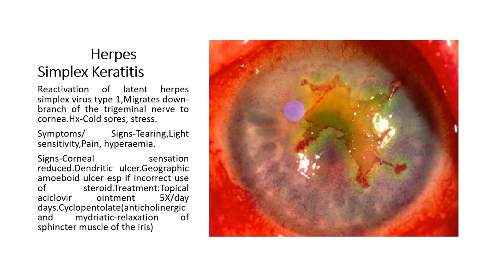Treatment is usually topical acyclovir ointment 5 times daily, and cyclopentolate. What is cyclopentolate? It is an anticholinergic and it is also mydriatic. What it does is relaxation of the sphincter muscle of the iris.